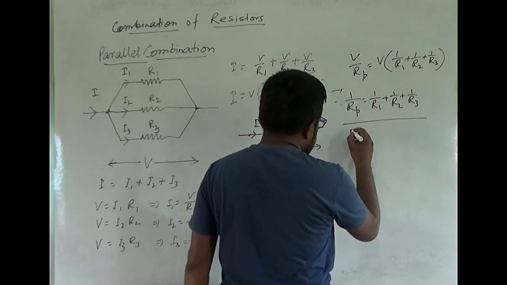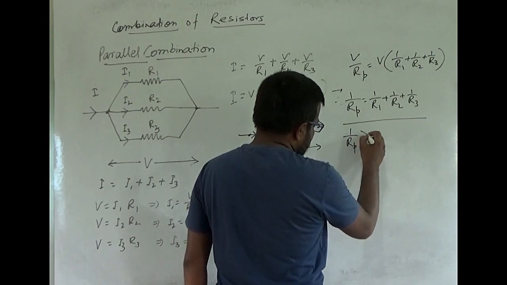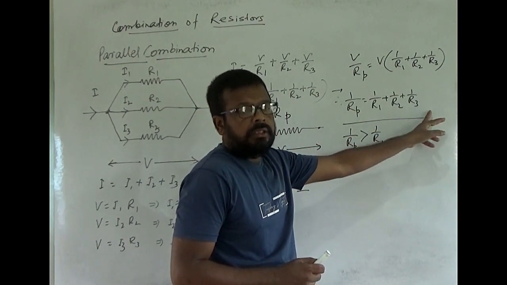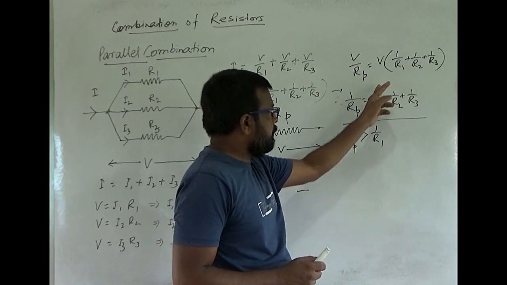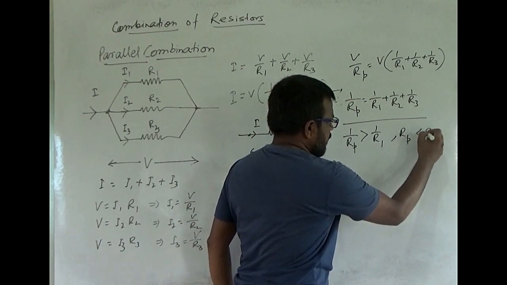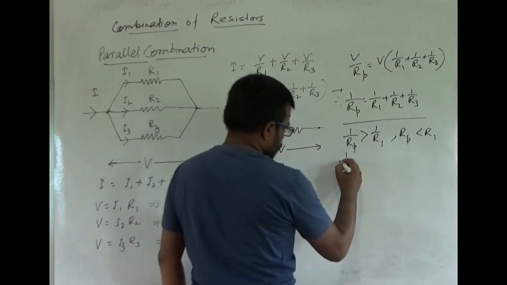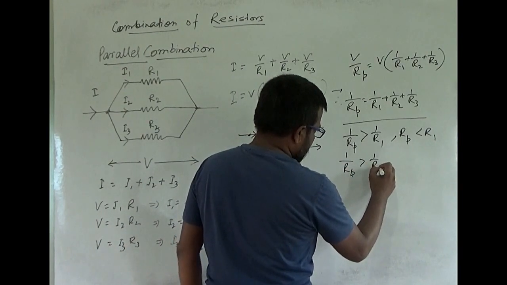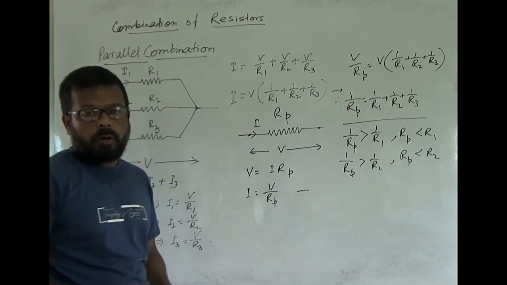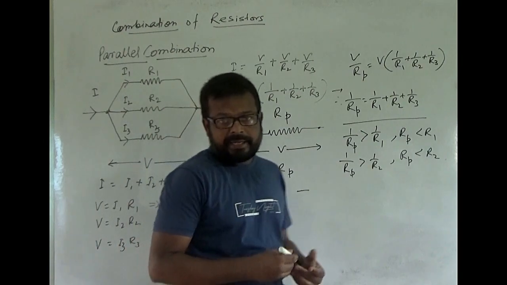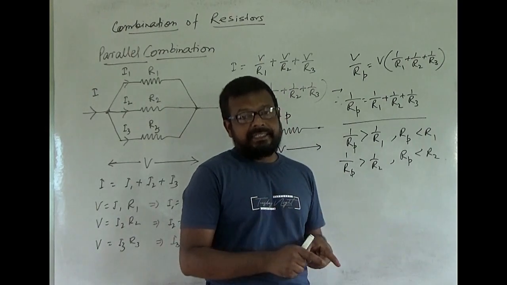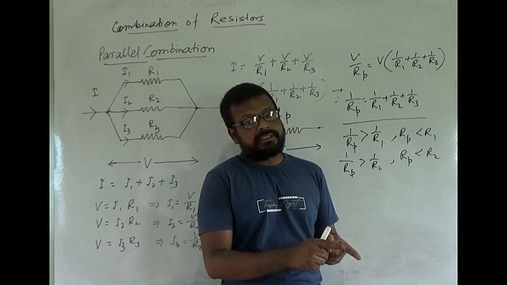And from here we can say 1 by Rp is greater than 1 by R1. Since 1 by Rp is the sum of these three, this term must be greater than this term, so we can write Rp is less than R1. Similarly, 1 by Rp is greater than 1 by R2, then Rp is less than R2. Or we can say that the equivalent resistance of a parallel combination is lesser than the lowest resistance connected in the combination.